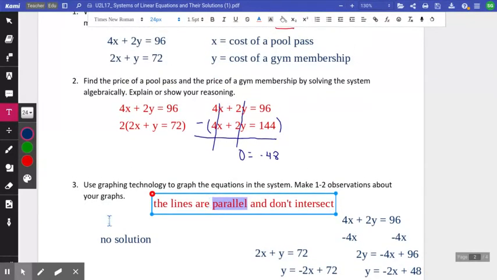So this last way you can identify if a system has no solution is this idea that a system has no solution if those lines are parallel and don't intersect. When it comes to the structure of the equations, that would mean both of those equations have the same slope.